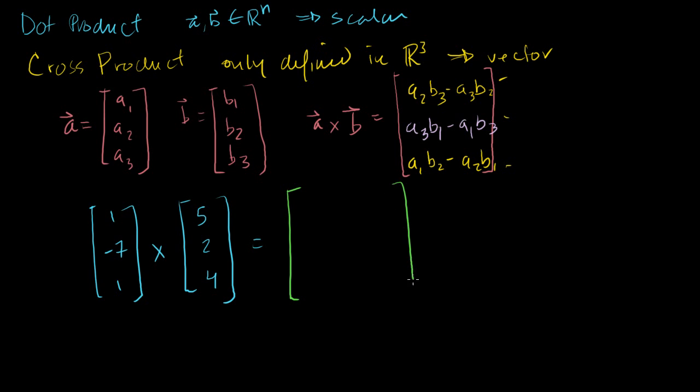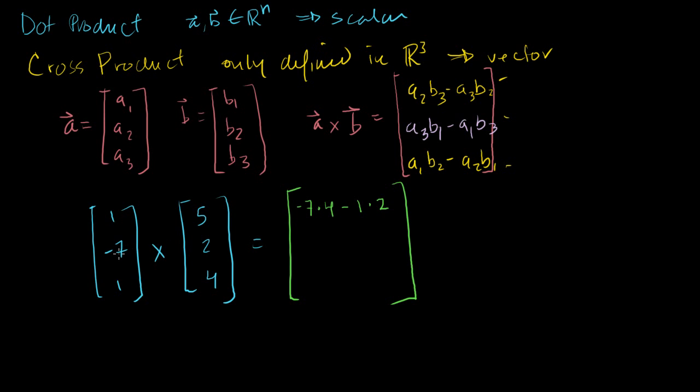Let me get some space to do my mathematics. So for the first element in this vector, the first component, we just ignore the first components of these vectors, and we say minus 7 times 4, minus 1 times 2. And these are just regular multiplication. I'm not taking the dot product. These are just regular numbers.